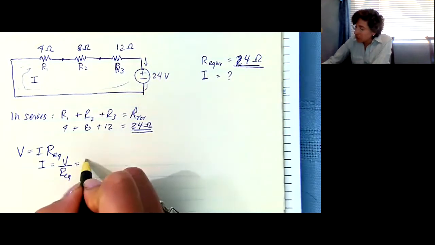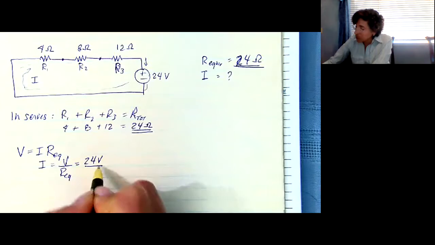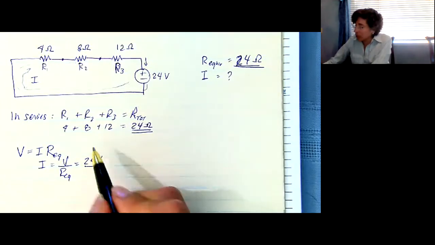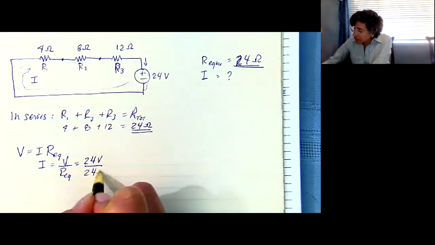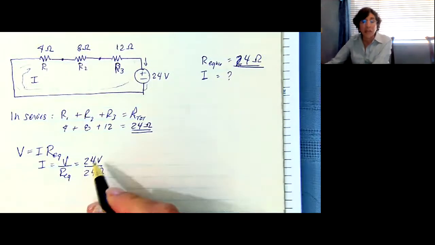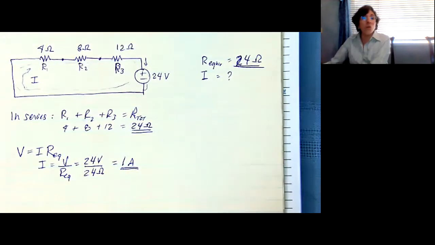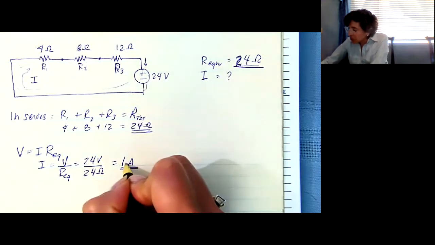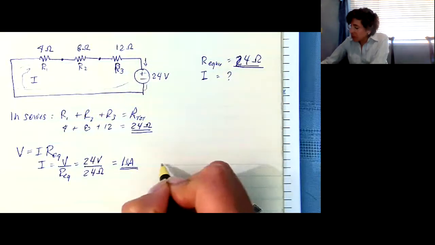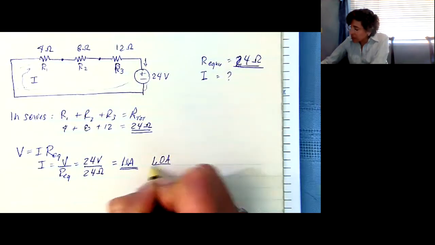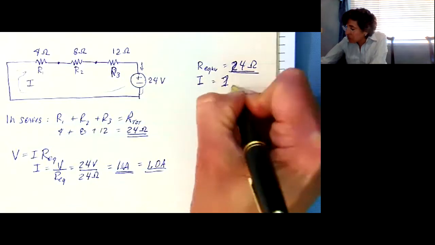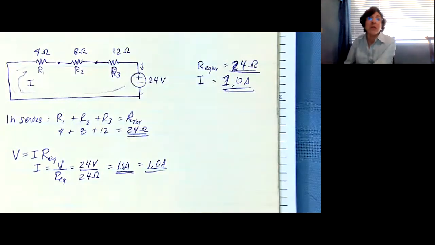All right, so what do I have here? I have 24 volts, and my equivalent resistance is 24 ohms. Don't need my calculator for that. 24 over 24, and I have 1 amp. I guess we have two significant figures, so I'll put 1.0 amps. That's my current.